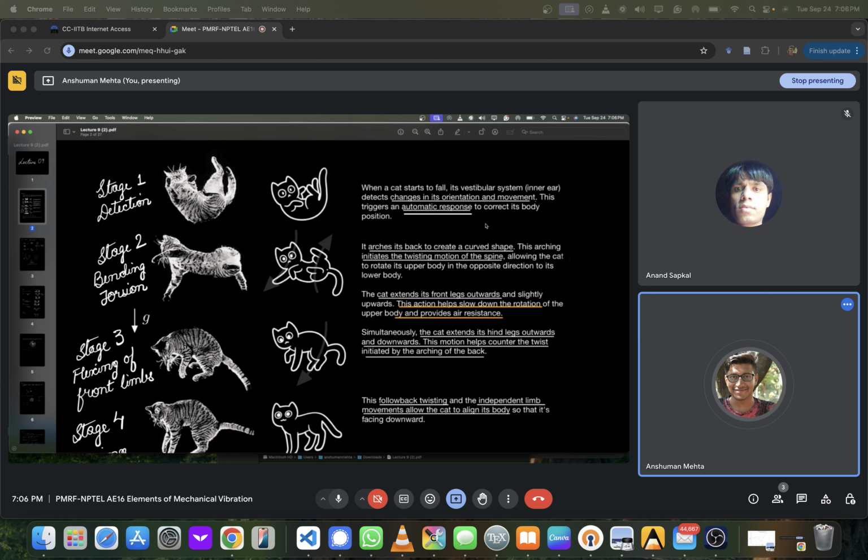Next, what it does. Once that bending or the torsion is done, actually it is both, because it arcs its back and then it twists. So it's like arcing the back and then twisting it. It allows the cat to rotate its upper body in the opposite direction to its lower body. So still we haven't figured out how. Still just the upper body part is now aligned to the floor, but the lower body part is still not.